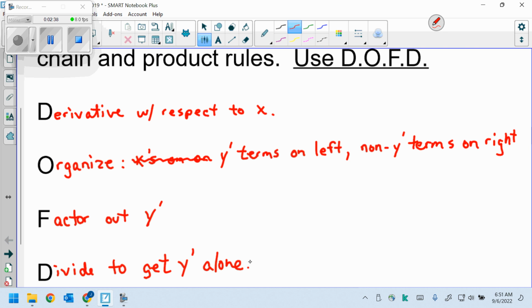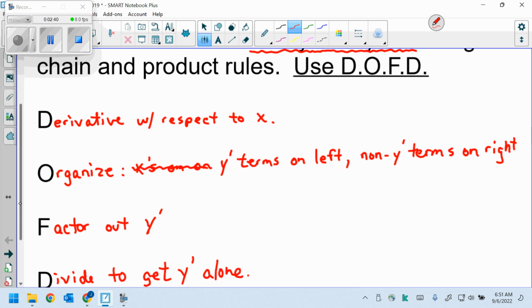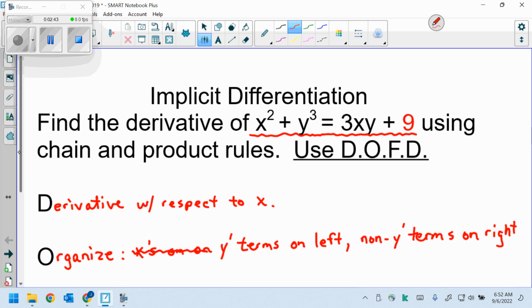Now, one thing that I want to make clear here is that if we're taking the derivative of x squared, what's the derivative of x squared? You're going to say 2x, right? And you're absolutely right, because you're taking the derivative with respect to x. X is the variable, that's what we're taking the derivative of. Now, what about y cubed? You'd probably think 3y squared.